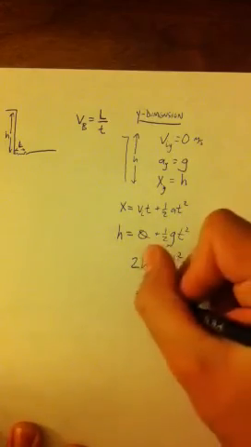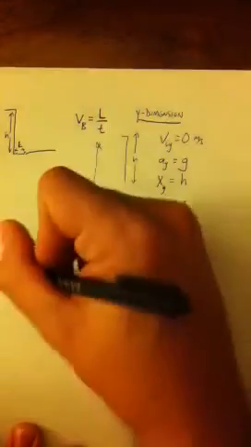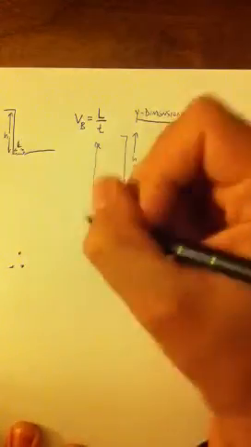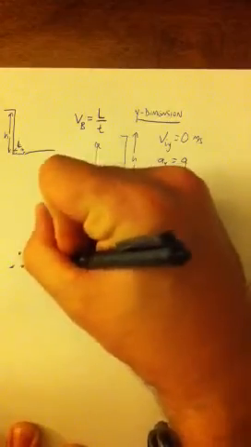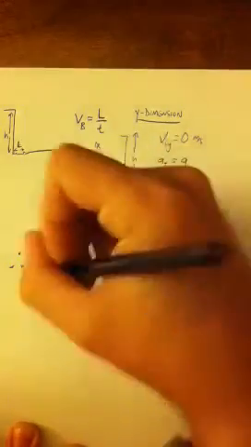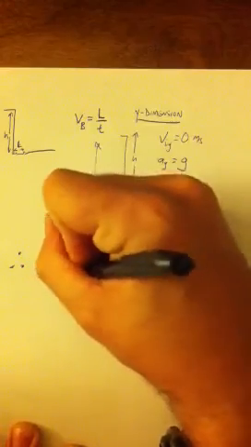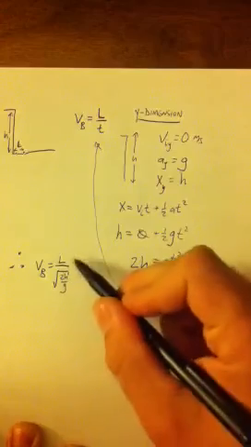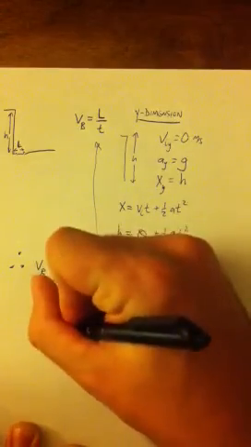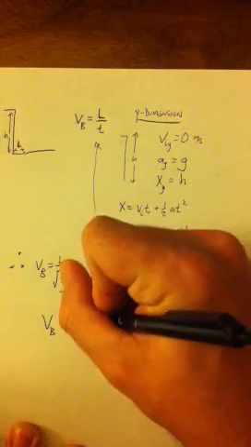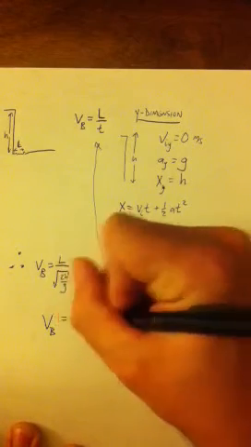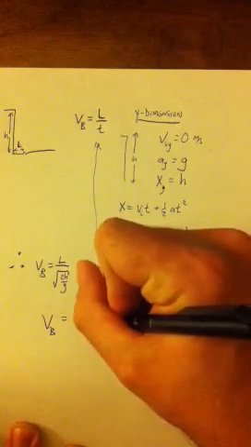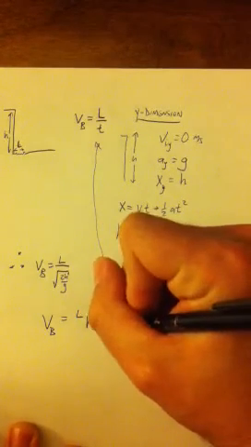Now we're going to take this and plug it in for t up here. So in the end, therefore, we get the velocity of Brady equals L over the square root of 2h over g. We can simplify that a little bit more. The velocity that Brady needs is L times the square root of g over 2h.